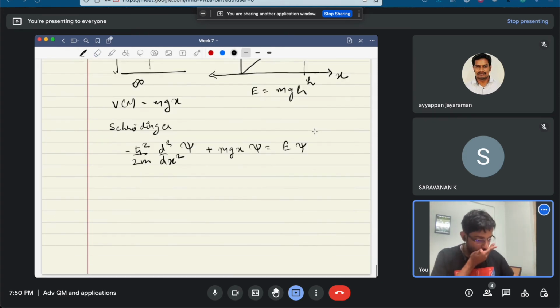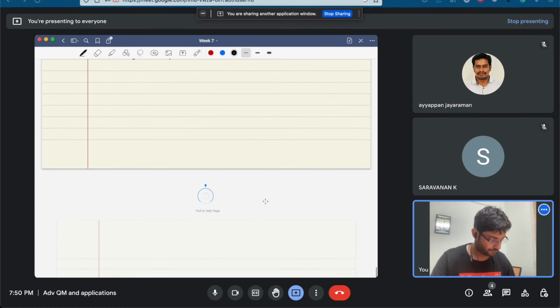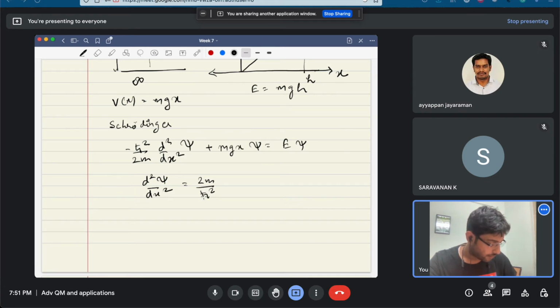Okay, now in order to solve it, what we do is essentially collect the similar type of terms on one side. So we have d square, and we take all the others on the other side. We have mg(x minus e), absorbing the minus sign.